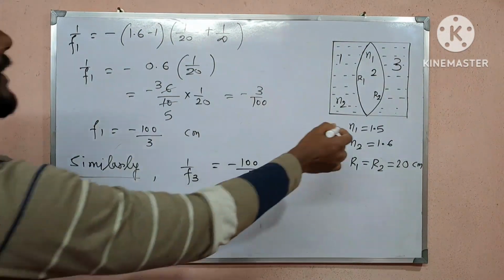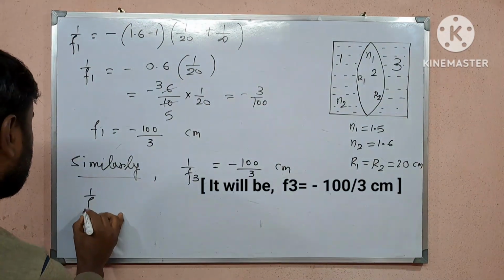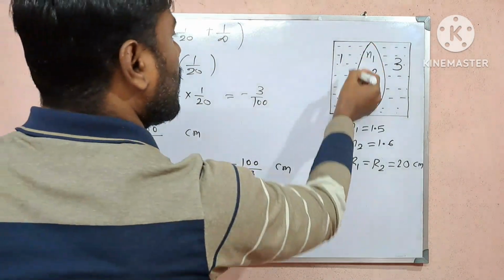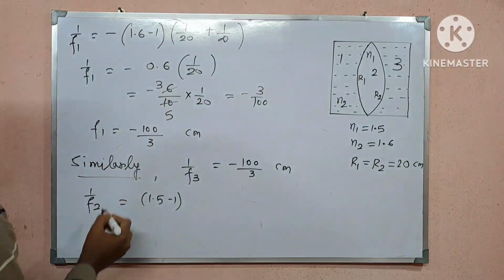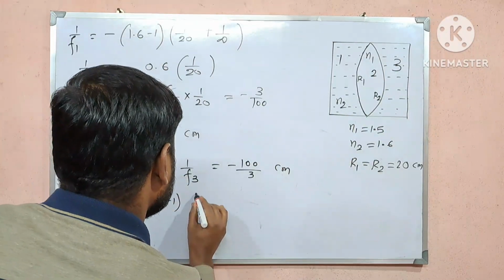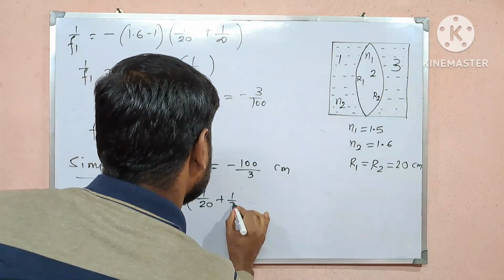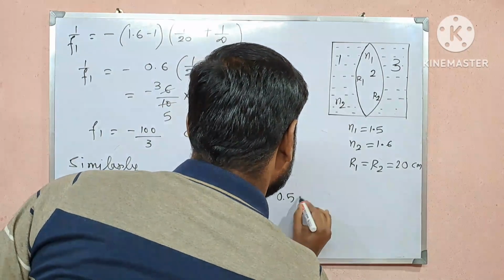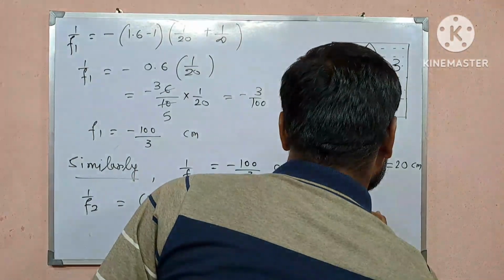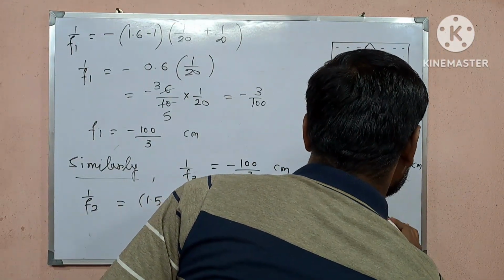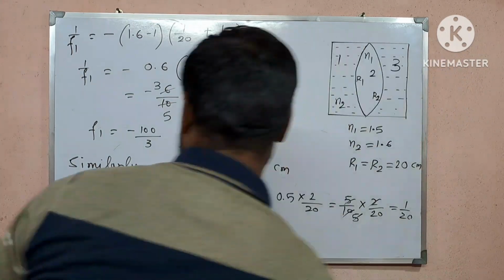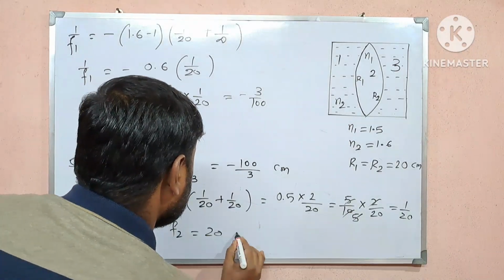And for the second lens, the focal length will be f2. So 1 by f2 equal to 1.5 minus 1, because this is a convex lens, so no negative sign is there, and its refractive index is 1.5, into 1 by 20 plus 1 by 20. So the value will be 0.5 into 2 by 20, that is 5 by 10 into 2 by 20. So that will be 1 by 20. So f2 is basically 20 centimeter.